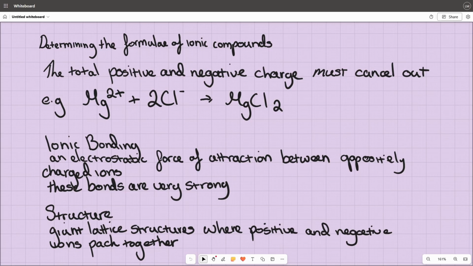Okay, and so the next thing we need to talk about is determining the formulae of ionic compounds. And this is because the positive and negative charges in total must cancel out. So for example, you have magnesium, which is 2+, because it's a group 2 metal, so it forms a 2+ ion, and it bonds with Cl, but we know that Cl is a group 7 element, which means it's a 1- ion. So we need 2 chloride ions to bond with 1 magnesium ion to form MgCl2, which is an ionic compound because the total charge is neutral.